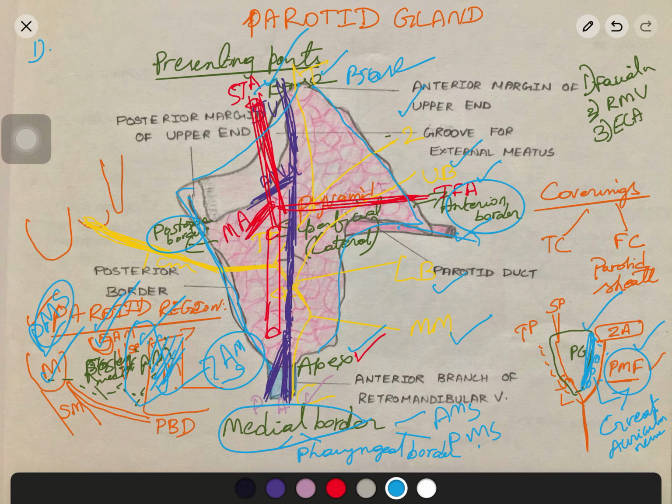Now we will see slight details of the processes of the gland. We have names of some processes. One is the facial process, an extension of the gland. It is a triangular projection that extends superficial to the masseter along the parotid duct, so it extends towards the face.